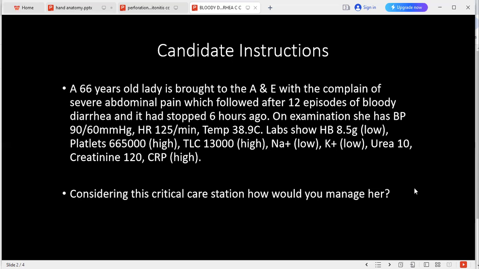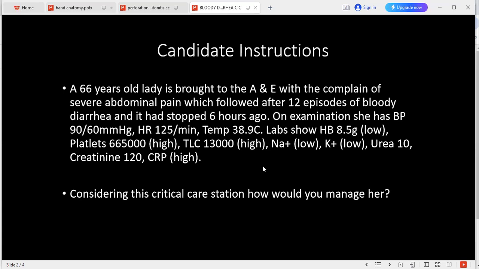Why do you think platelets are elevated? First of all, platelets are also an acute phase reactant. That is why they are increased, and it could be because of dehydration, or there is probably acute bleeding going on. Can you tell me what differential diagnoses of diarrhea you will think of? Because this patient has bloody diarrhea and has had 12 episodes, what differential diagnoses will you think of?